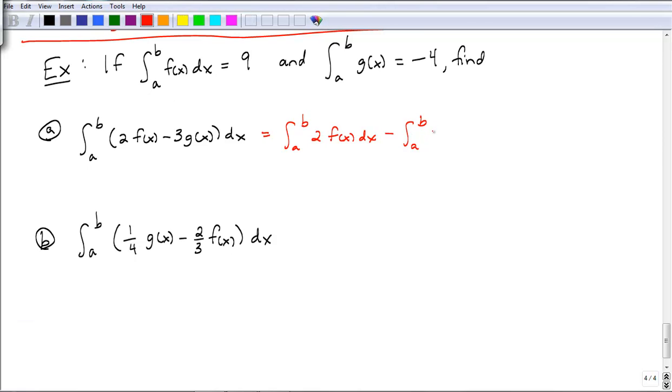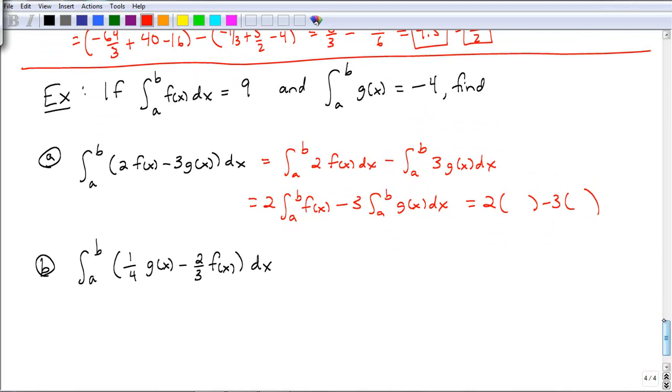So that's the same thing as the integral of 2f of x minus the integral of 3g of x. But then I can factor constants out of the integral. So this is the same thing as 2 times the integral of f of x minus 3 times the integral of g of x. But I know what the integral of f of x is. They told me it was 9. And the integral of g of x, they told me, was negative 4. So when I work this out, I get 18 plus 12, which is 30. So that integral works out to be 30.